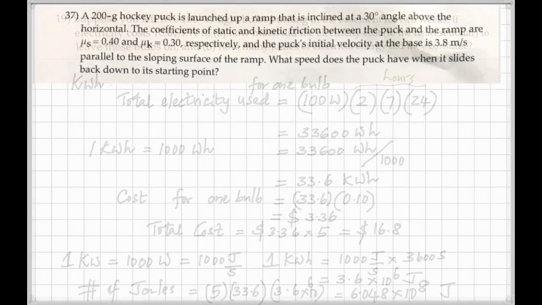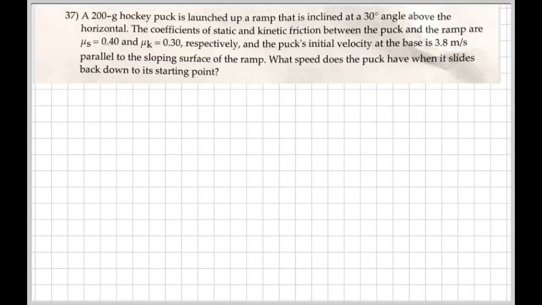And I think I kept the best for the last, and this is a very good question. Need a lot of patience to understand this. A 200-gram hockey puck is launched up a ramp that's inclined at 30 degrees angle above the horizontal. The coefficients of static and kinetic friction are given.